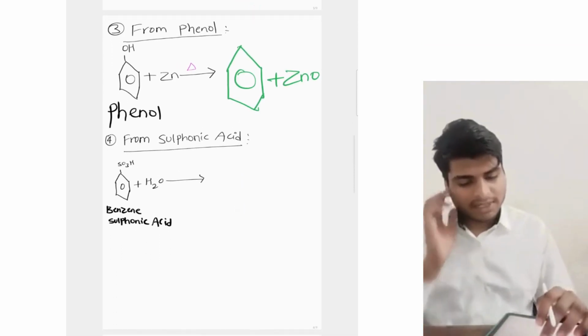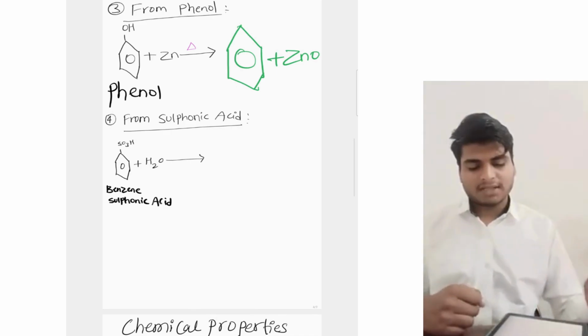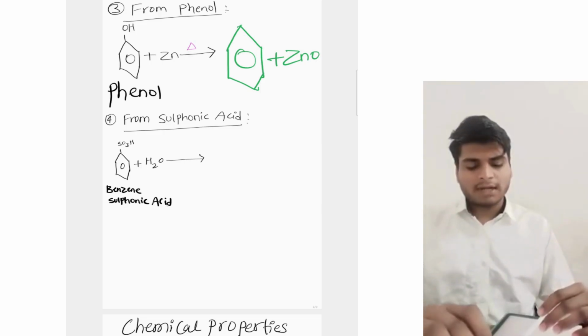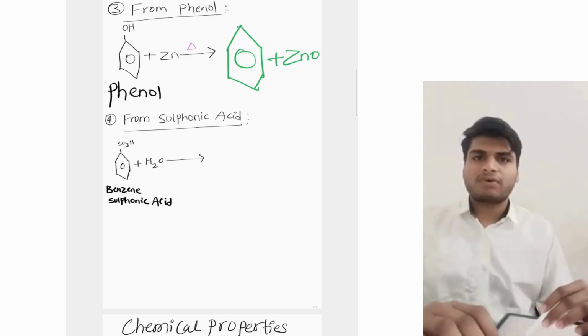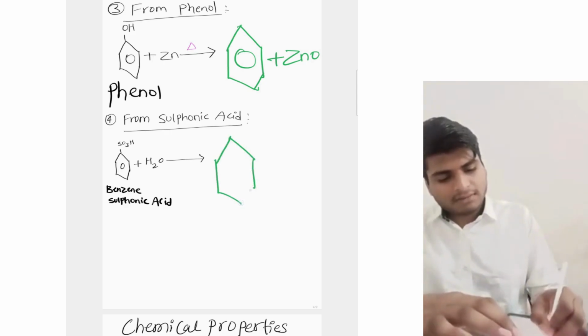And preparation of benzene from sulfonic acid. In this, benzene sulfonic acid is exposed to superheated steam, leading to the formation of benzene, and this benzene will form.